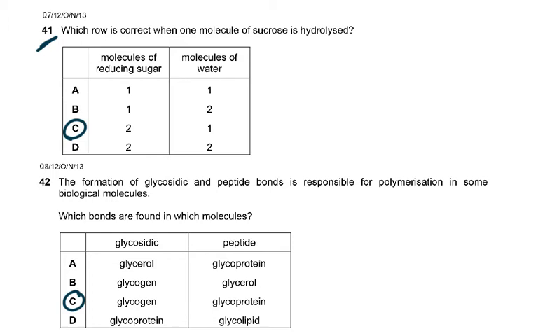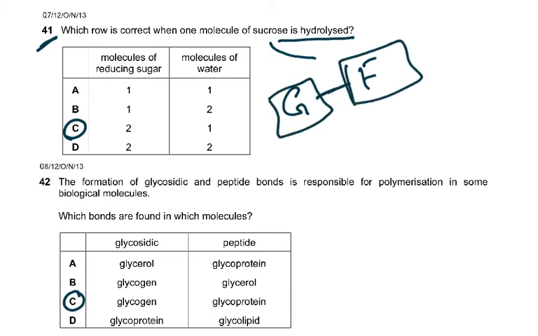Which row is correct when one molecule of sucrose is hydrolyzed? Molecules of reducing sugar 2. Why? Because sucrose is made up of a glucose and a fructose. So there are two monosaccharides joined together by a 1,2 glycosidic bond. And then molecules of water released is 1. So this was question 41.